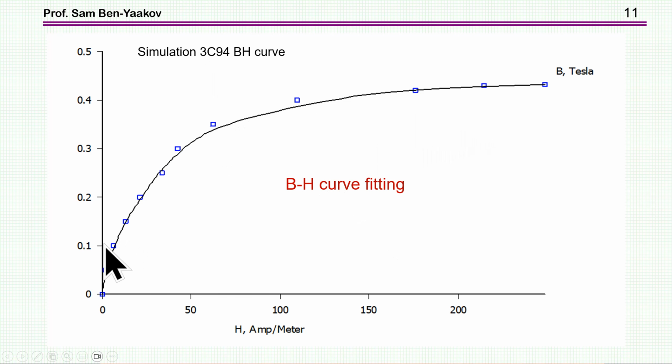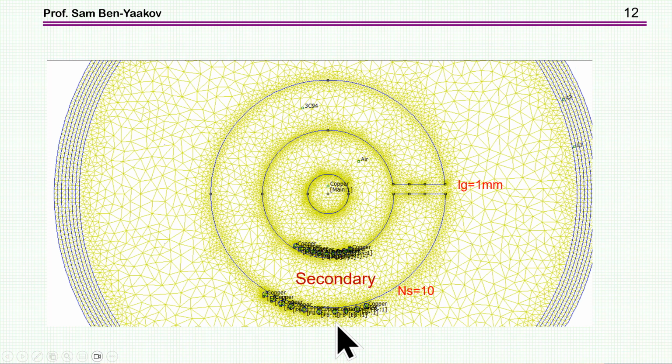And what you see here is the fitting that we got, which is pretty good. And you see that this core is getting into saturation at about 0.45 Tesla. This is Tesla here, and this is ampere per meter. So the first run is putting the secondary here. We're putting 10 turns, a gap of 1 millimeter, and the primary is in the center. This is the wire that we want to measure the current of.